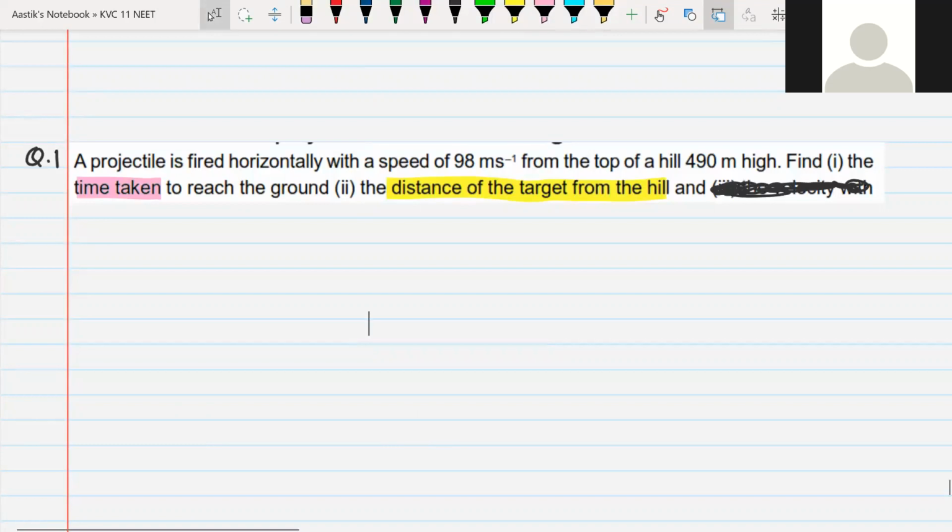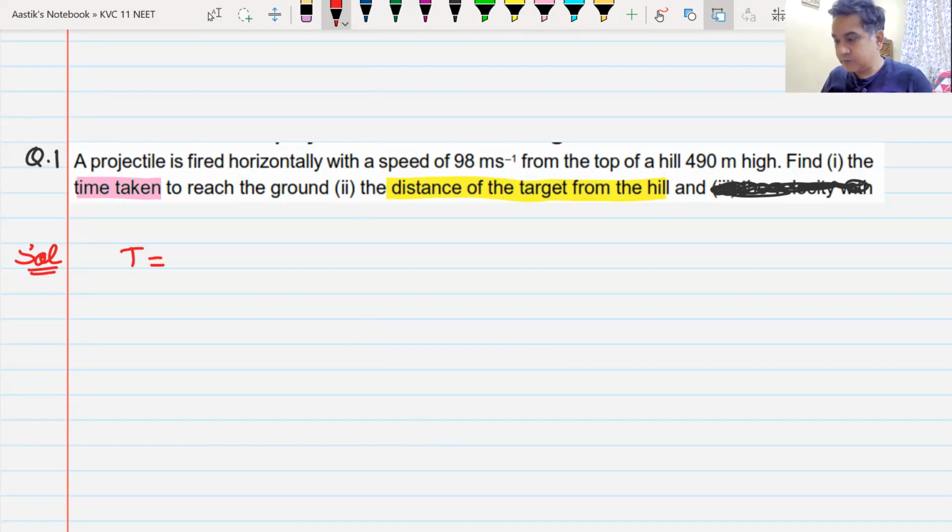What we need to do in this was pretty simple. I need to find out the time of flight. What was the formula for time of flight here? What was the formula of time of flight? Root 2h by g. Root over 2h by g. Just need to put the values, get the answer, stay happy.